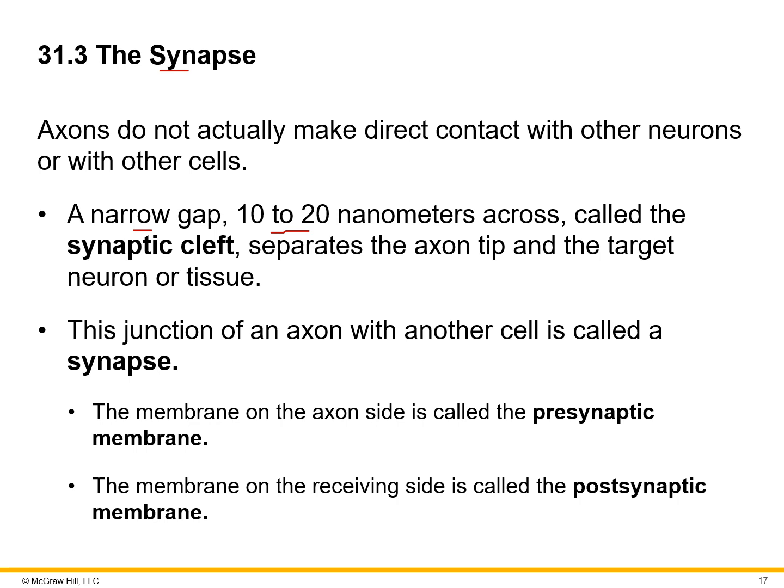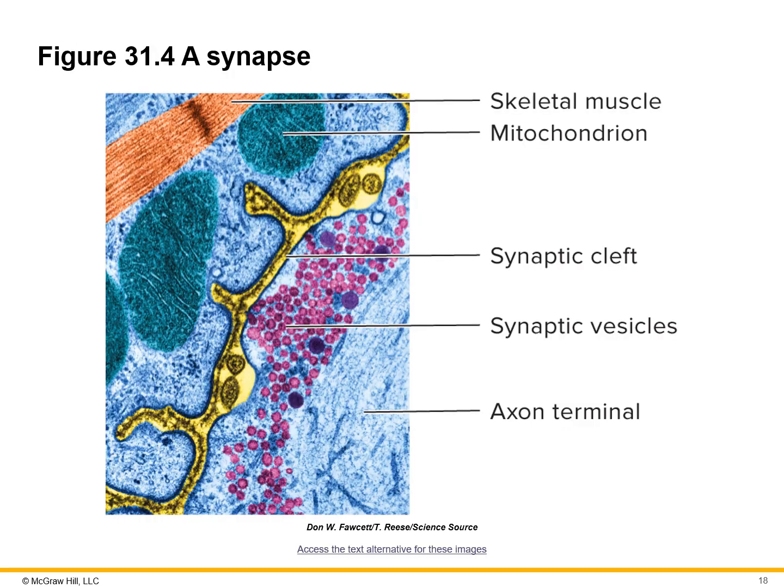There's a small little separation between one neuron and the next called a synaptic cleft. And this junction of one axon to another is referred to as the synapse. So just some terminology that goes along with that. The neuron before the synapse is called the presynaptic membrane, and then the neuron it's communicating with is called the postsynaptic. So it's receiving the information. The presynaptic is sending the information.